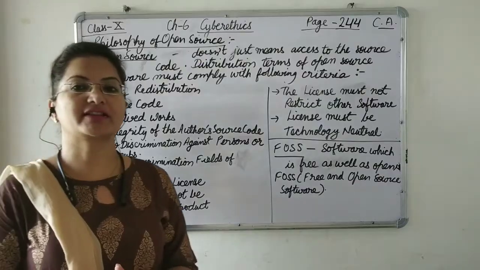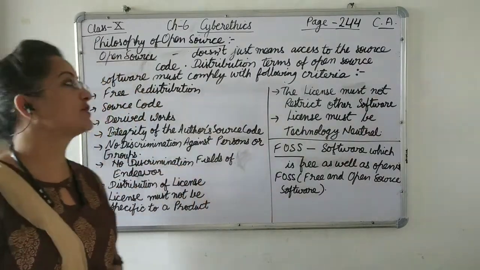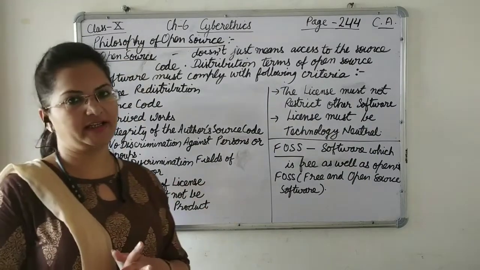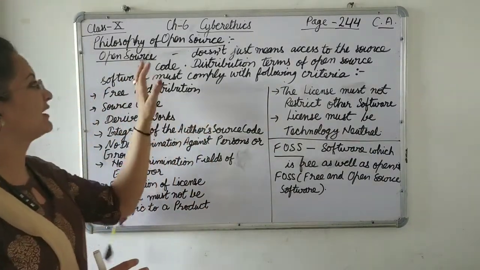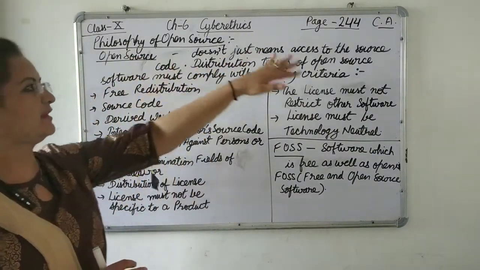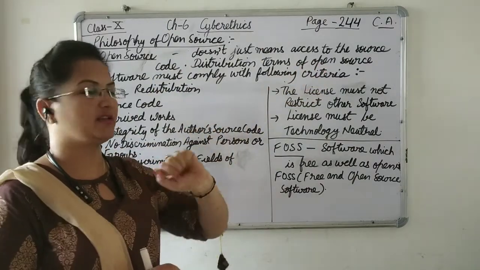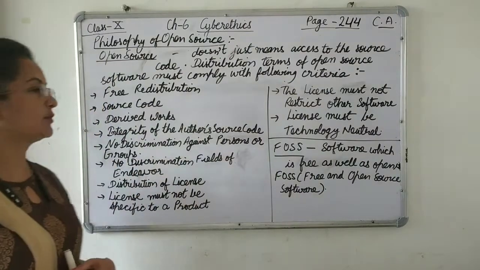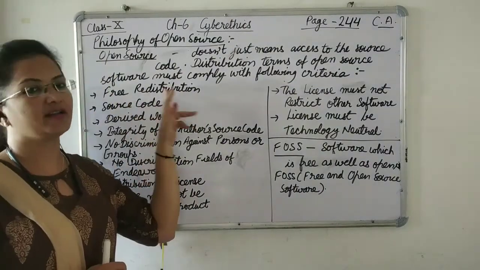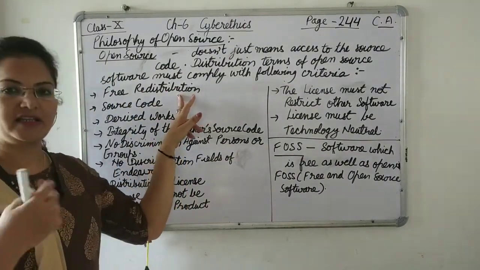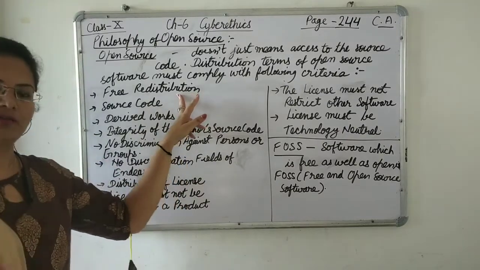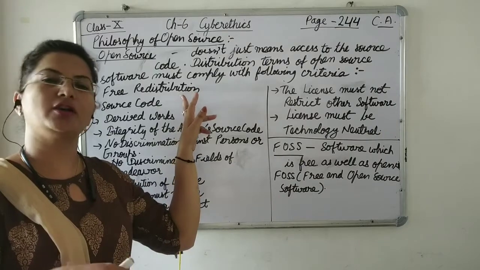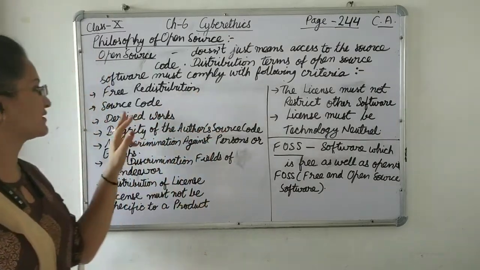Now students, we will discuss the philosophy of open source software. Open source means the code is freely available, so anyone can modify and use it. So it can be distributed, but then there are some criteria on which the software will be distributed. First is free redistribution. It can be redistributed as a whole or in part. Some part of the code can be distributed or the whole software can be distributed.